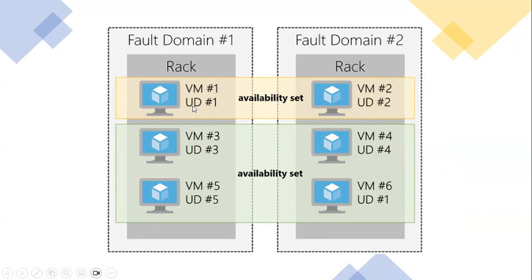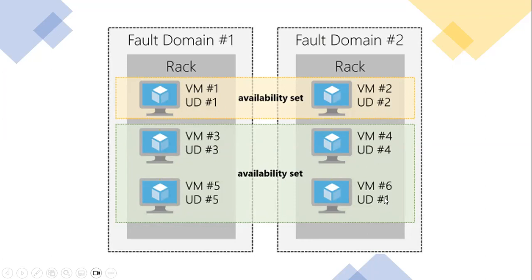So update domain: whatever machine falls in an update domain, it will only update those. So it goes one by one. When an update starts, it will update update domain 1 first. So it will update VM1. Then in update domain 1, there is also VM6, which is in another availability set. So it will update VM1 and VM6.